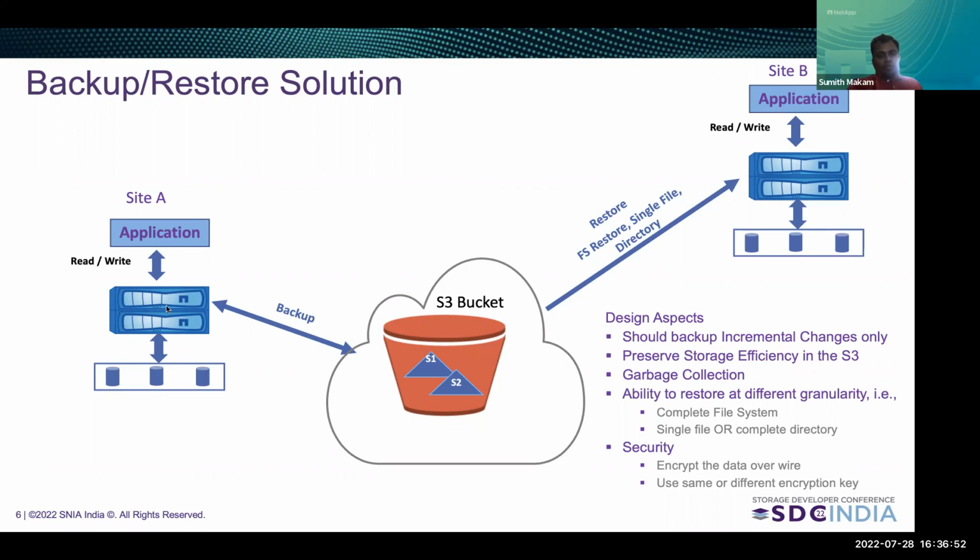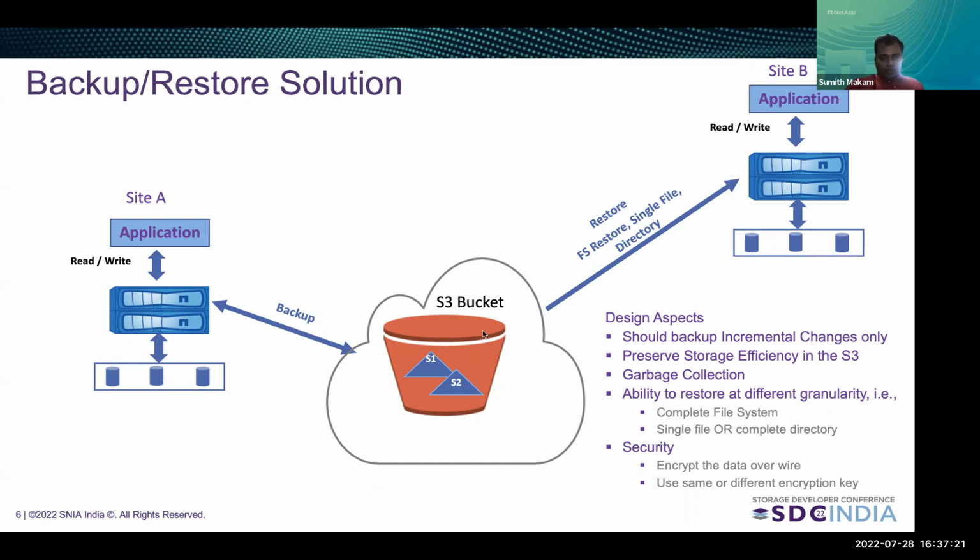So while backing up, all the storage efficiency that was achieved should be preserved in the S3 bucket. If storage efficiency is not preserved in the bucket, the amount of data can get bloated up in the bucket, as well as whenever it is restored, it gets bloated up on the other node as well. So preserving your storage efficiency during backup becomes an important design aspect that needs to be considered for backup solutions.